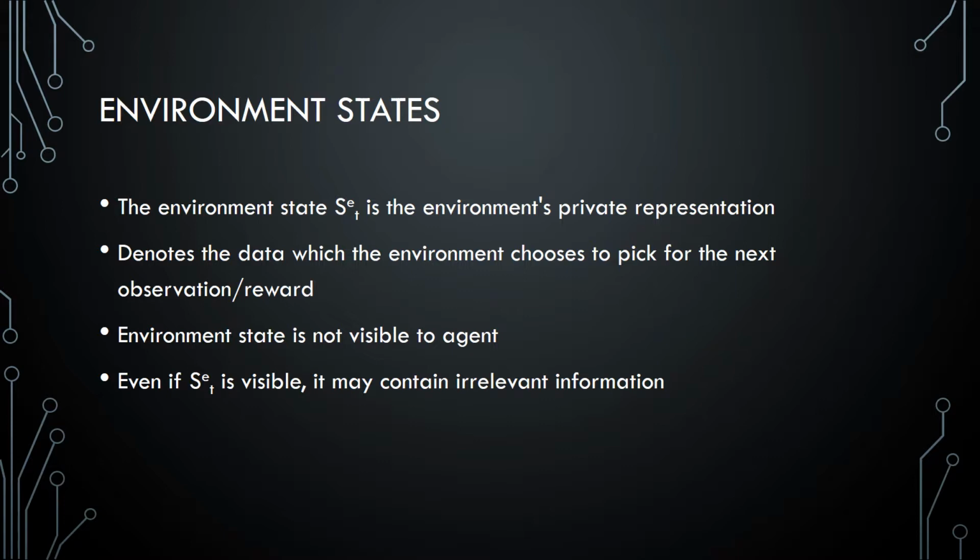This brings us to environment states. The environment state is the environment's private representation. It denotes the data which the environment chooses to pick for the next observation or reward. Environment state is not visible to the agent. Even if the environment state is visible, it may contain irrelevant information.